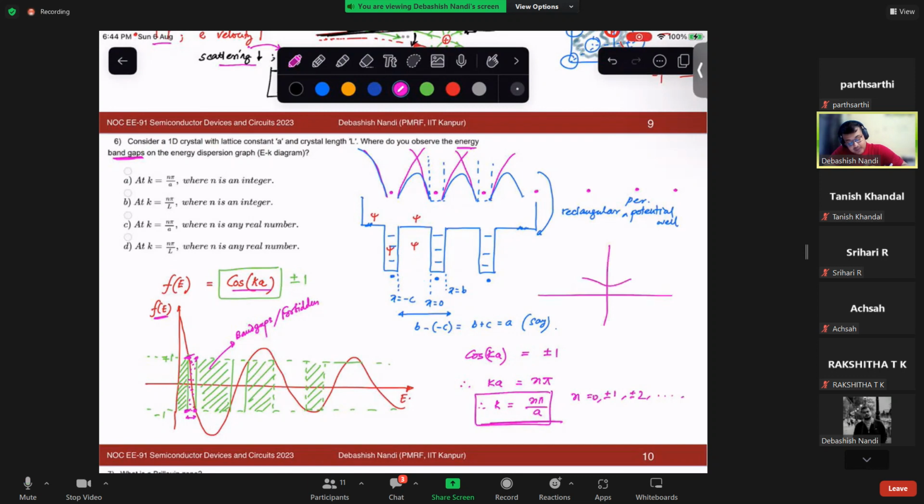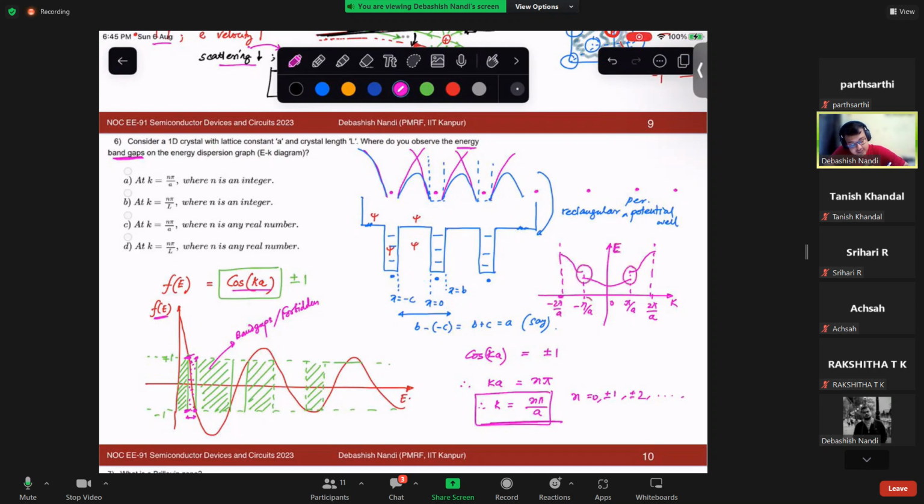Okay, you must have seen this kind of E-k relation if you have gone through the lectures, that this is pi by a, this is minus pi by a, this is 0, and then let's say this is 2 pi by a. Okay, so you will have something like this, then you will have something like this. This kind of band structure, these are called band structure or E-k diagram. Okay. So these are the energy gaps.